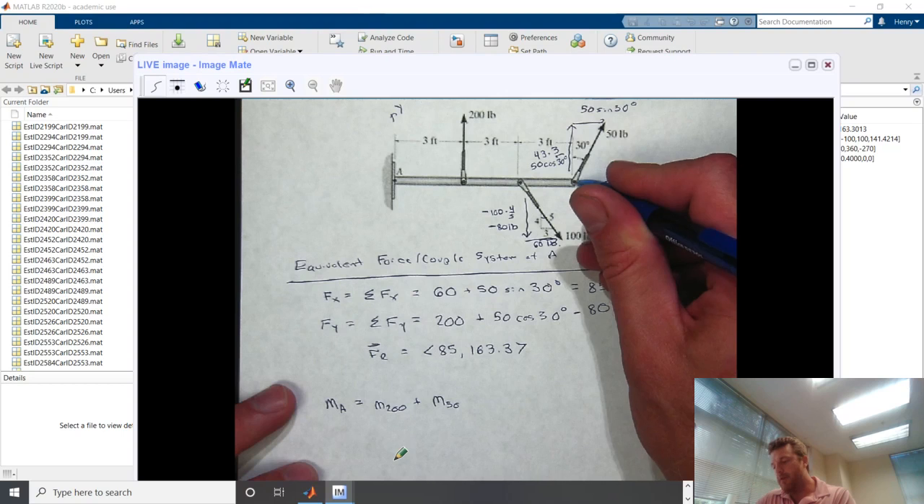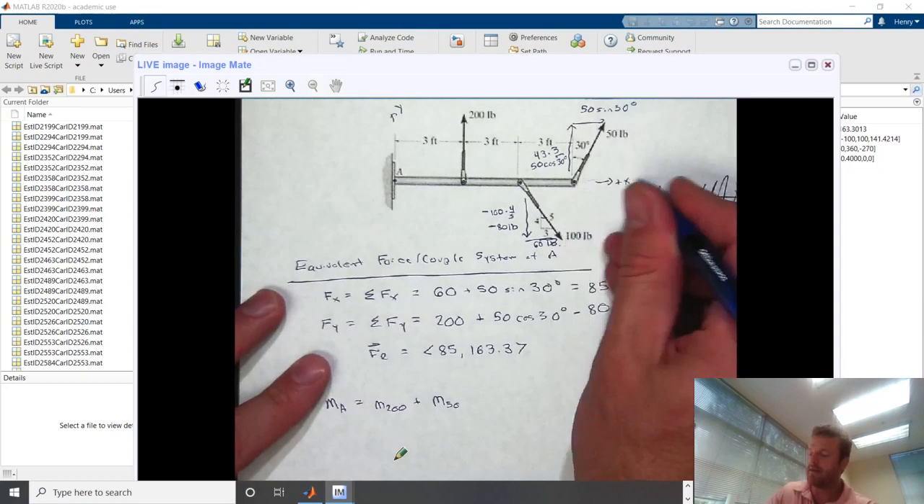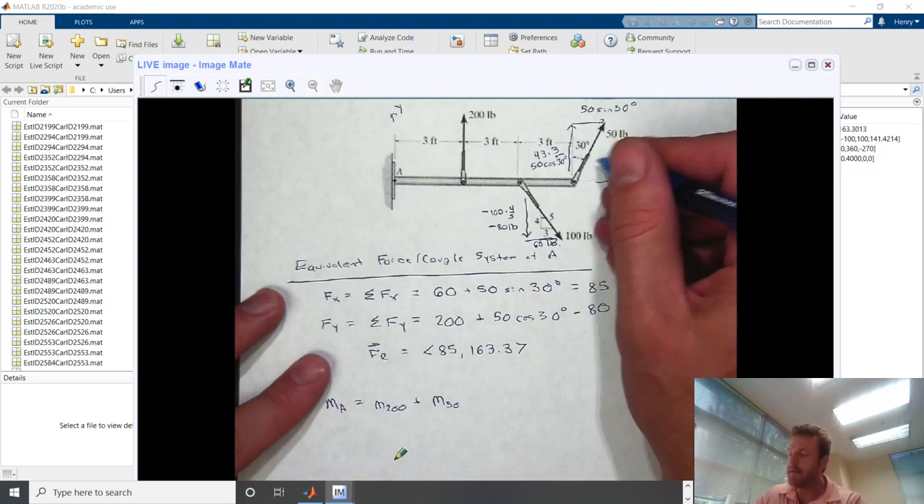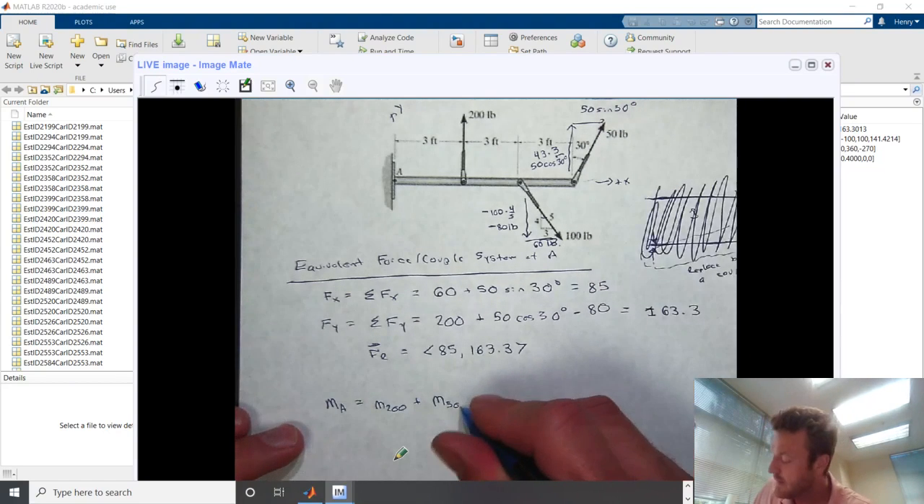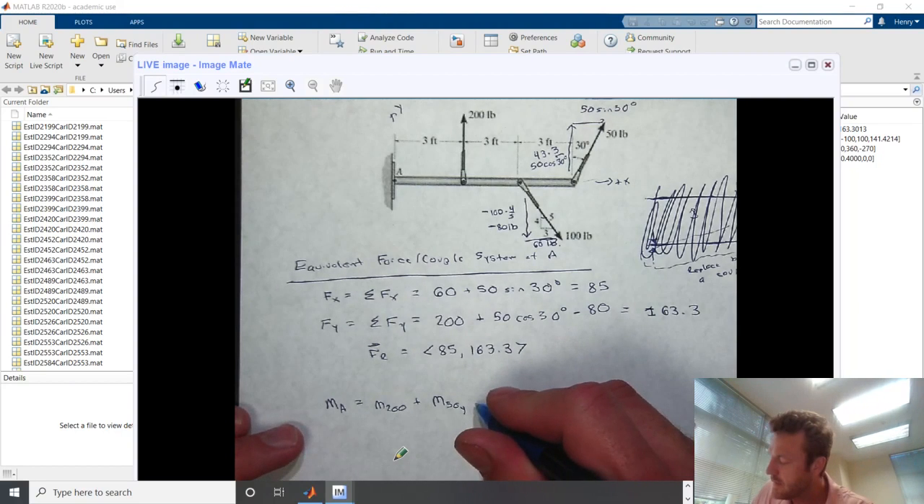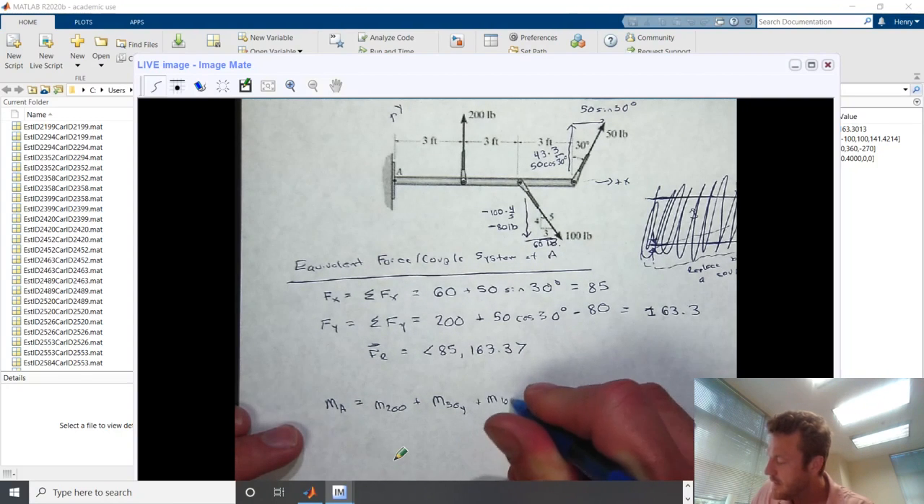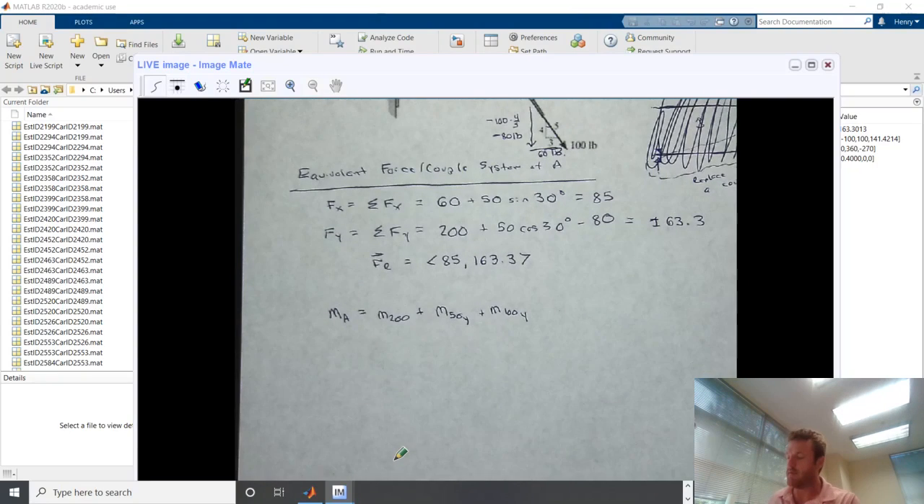But the x component, is it going to tend to rotate the body about point A? No, its line of action goes directly through A. So the only thing that's inducing rotation about point A is the y component of this force. So that's why I'm going to say plus M50y. And in a similar idea, when I talk about the 100-pound force, only the y component of it will be exerting a moment about point A as well.